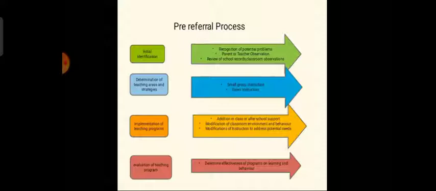So the last stage is the evaluation of teaching programs. This includes determining the effectiveness of programs on learning and behavior. During the final stage, evaluation and decision making, the pre-referral team reconvenes to review the collected data and to determine whether the student has made progress. If yes, then the team decides whether the teacher needs to continue the intervention. If no, the team determines whether the strategy should be continued or modified, whether a new strategy should be tried, or whether the student should be referred for special education.